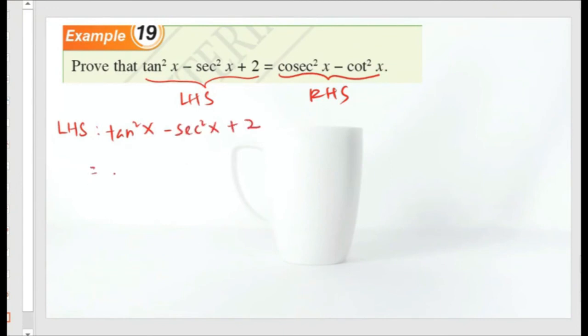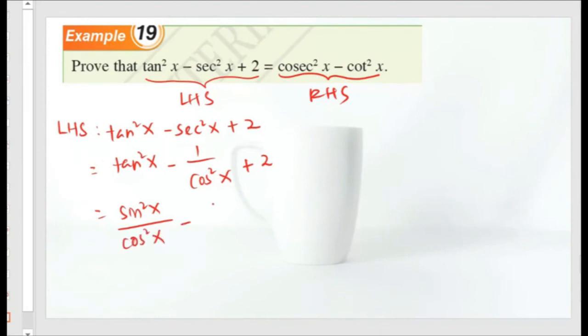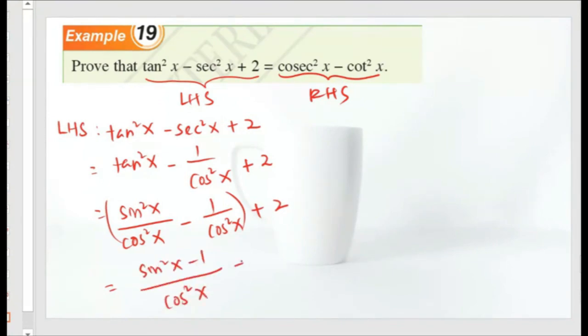Left hand side: tangent squared x minus secant squared x plus 2. Tangent is tangent, just put tangent squared x. Secant is 1 over cos squared x, plus 2. Tangent becomes sine squared x over cos squared x, minus 1 over cos squared x, plus 2. Don't mess up the 2. These two we can put together because the denominators are the same now. So we get sine squared x minus 1 over cos squared x plus 2.